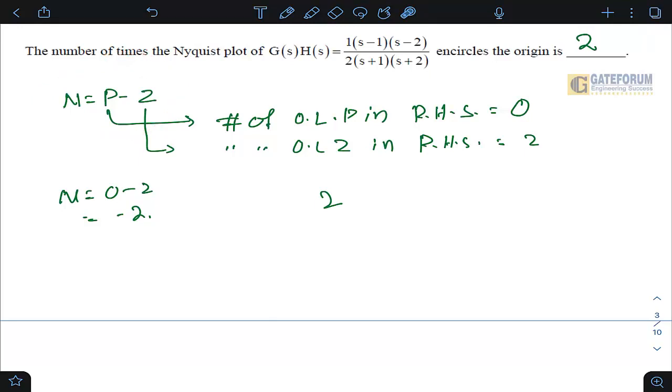Where P indicates open loop poles in the right half S plane, Z indicates open loop zeros in the right half S plane. From the open loop transfer function, we can directly access this data and we can easily tell the answer as 2.